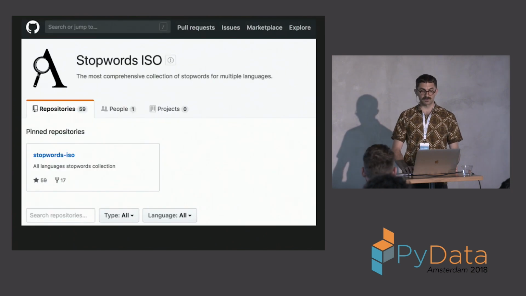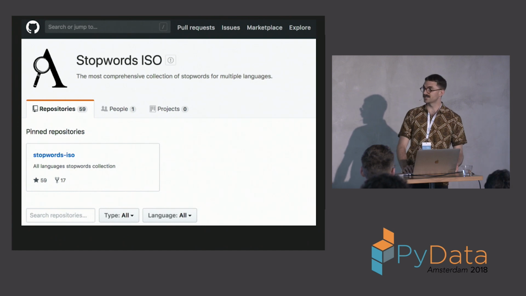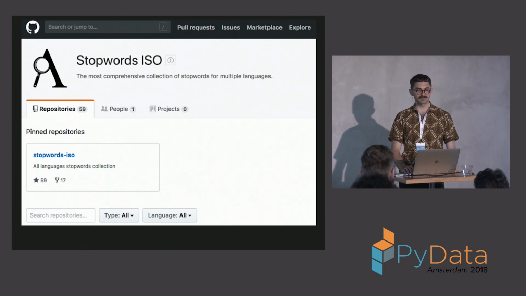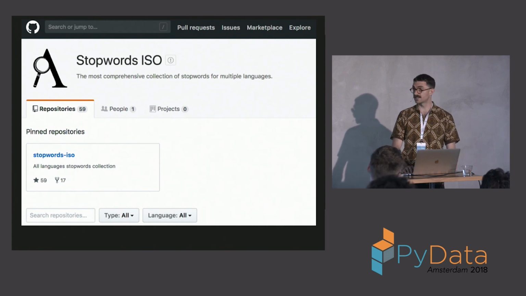So we visit our friends over at Stopwords ISO, find the repository corresponding to our non-English language, and borrow their list, being sure to give them appropriate credit. I count 57 different languages, and in addition to all of our Western European friends, there are also stopword lists for languages such as Indonesian and Afrikaans and Kurdish and Bengali, etc., etc.